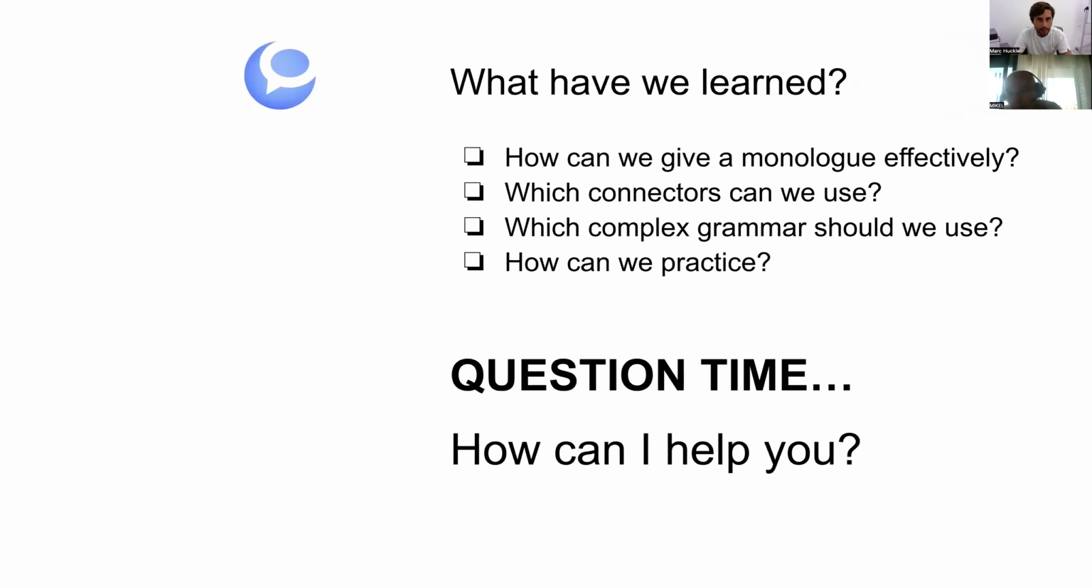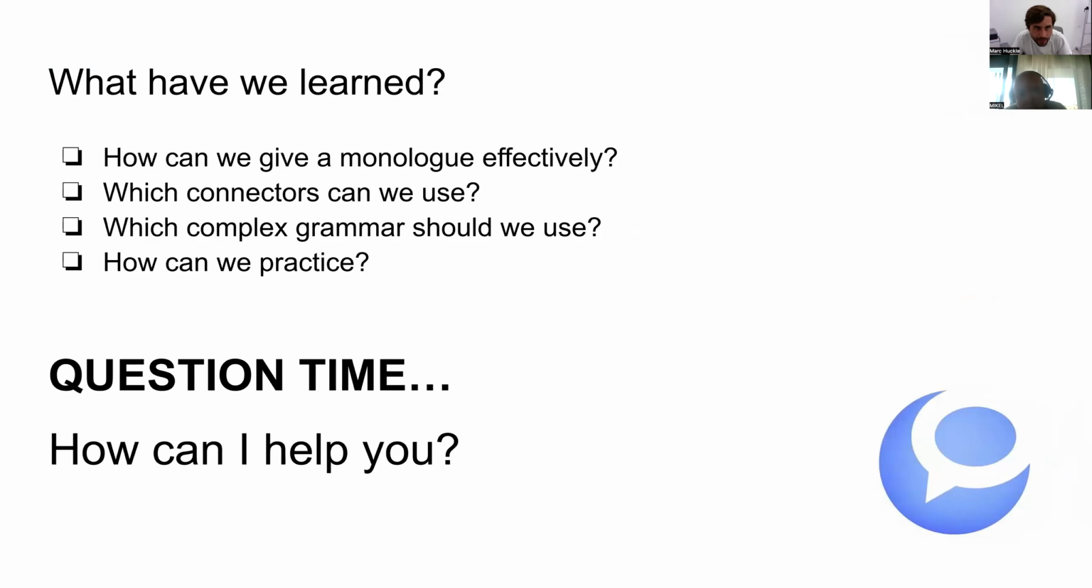So, that's how to practice. So what have we seen today? We have looked at how to give a monologue effectively. You need to organize your answer. You need to use complex grammar. You need to speak for 1 minute about a photo. Which connectors can we use? We saw you need to use different connectors, 5 different connectors, really.